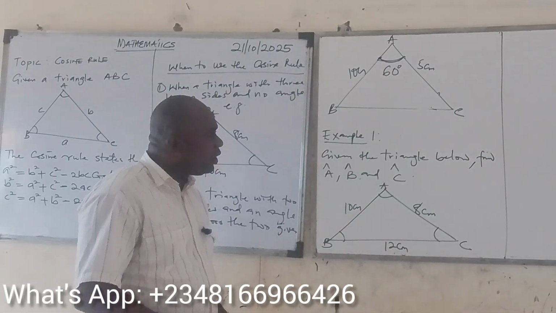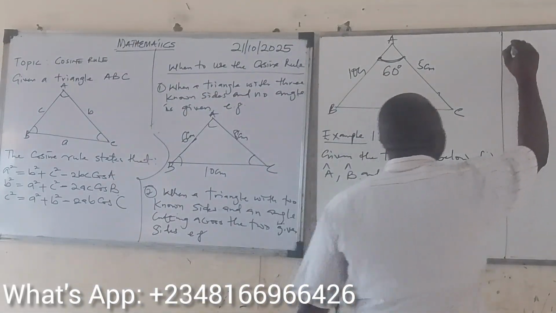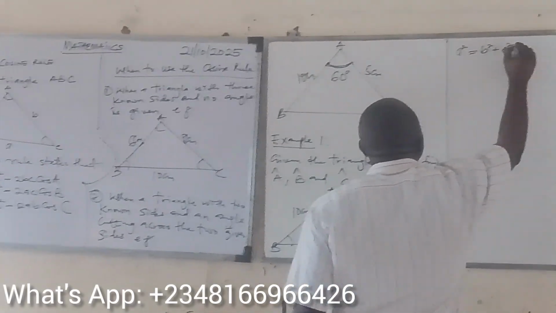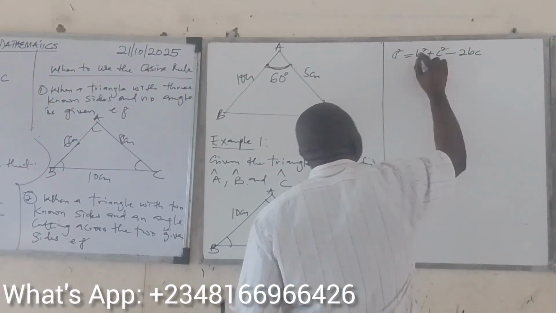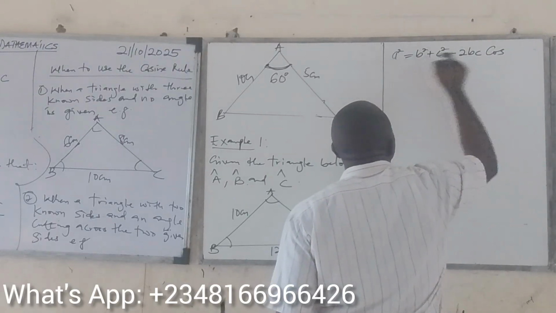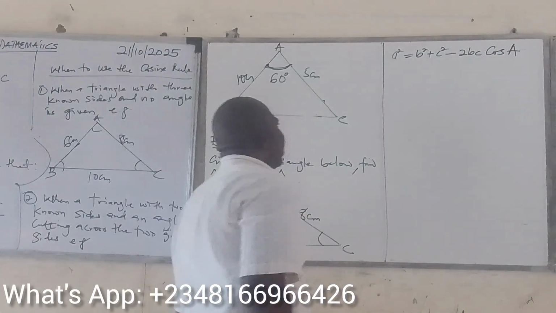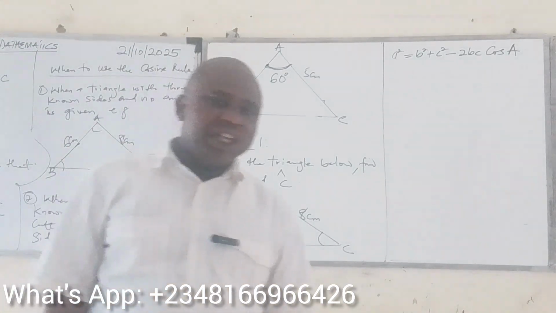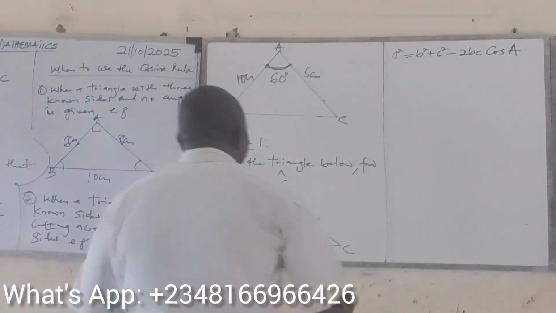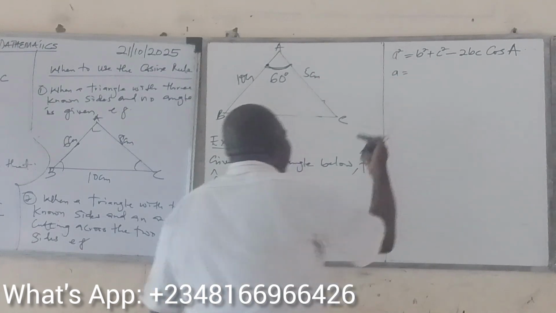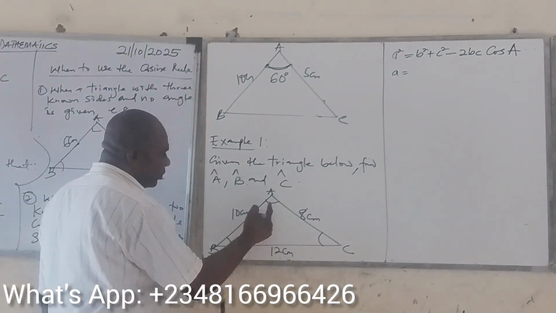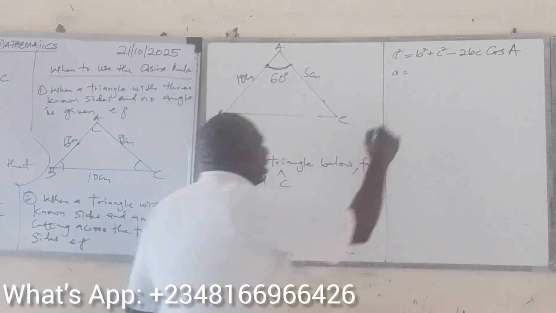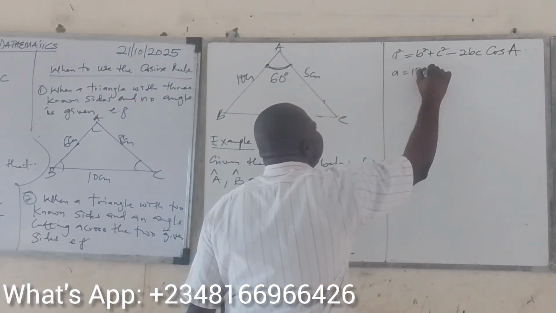Now let's calculate for our big A. Remember, we said a square is equal to b square plus c square minus 2bc cos big A. Now let's see the value of our small a. A is the side facing our big A. This is our big A. The side facing big A is our small a. So our a is 12 centimeters.